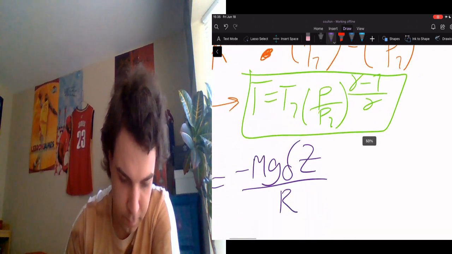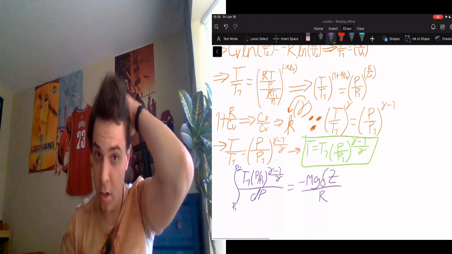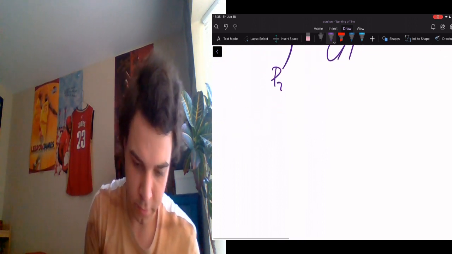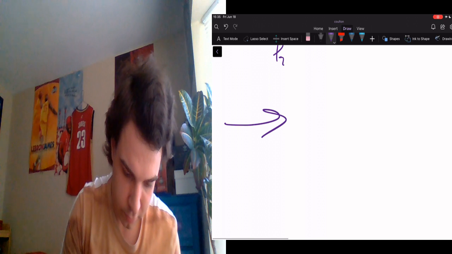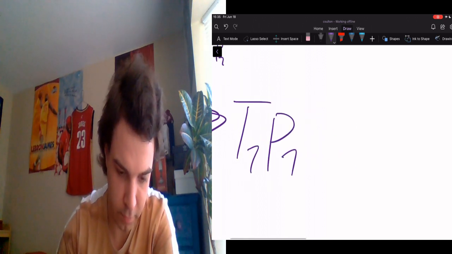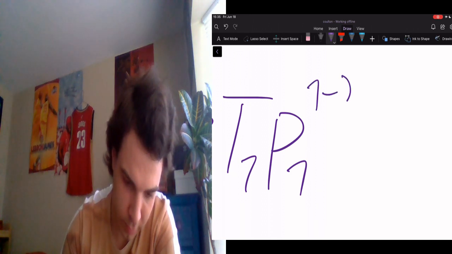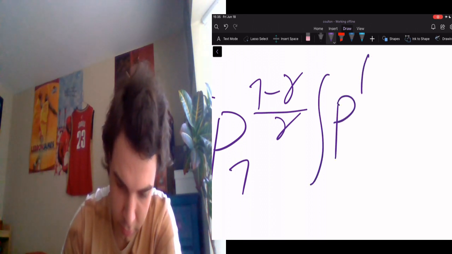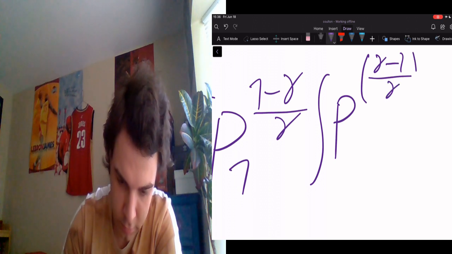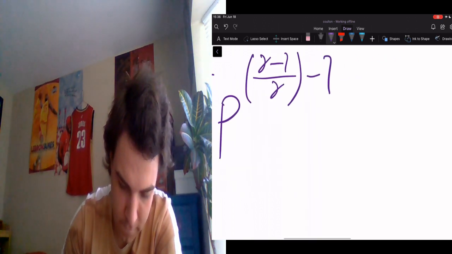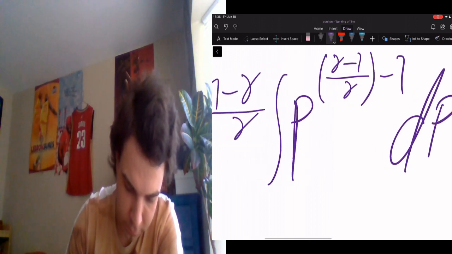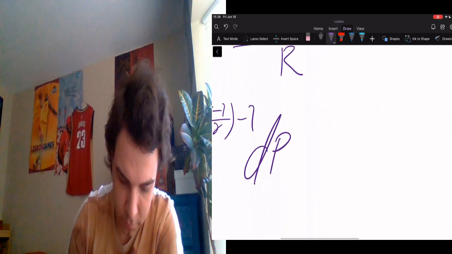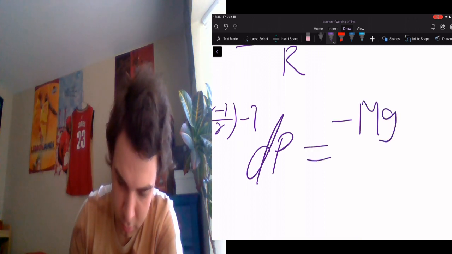So that's plugging the temperature back into the differential equation, and come down here and you do that, and you get T1, P1, temperature 1, pressure 1, 1 minus gamma over gamma times the integral of P to the gamma minus 1 over gamma minus 1 dP from P1 to P2 equals negative mg change in Z.